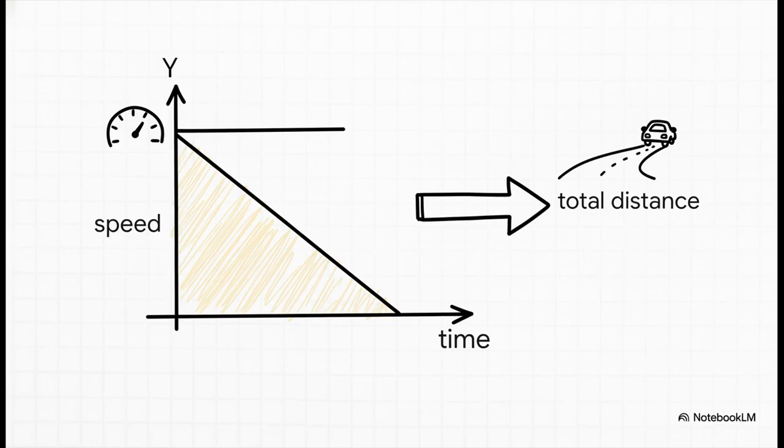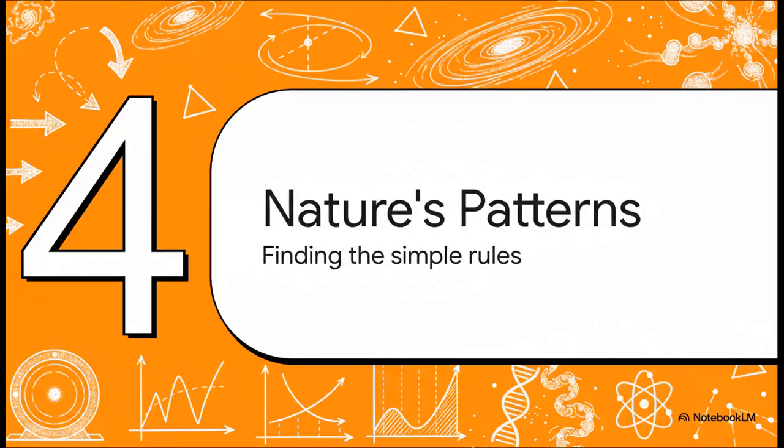Okay, what about the area under the graph? Oh, this one is brilliant. If you have a graph of your speed over time, the total area under that line represents the total distance you traveled. It's like you're adding up the little bit of distance you covered in every single tiny moment of your journey. It's amazing.